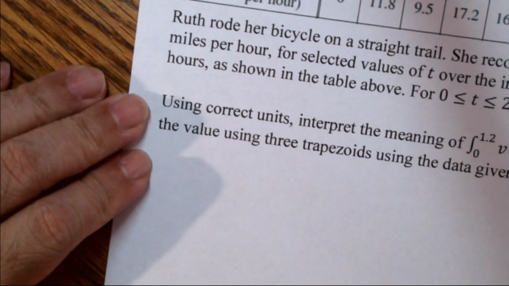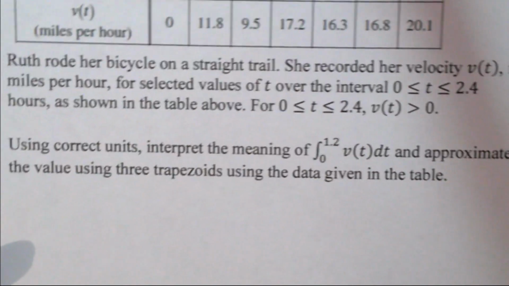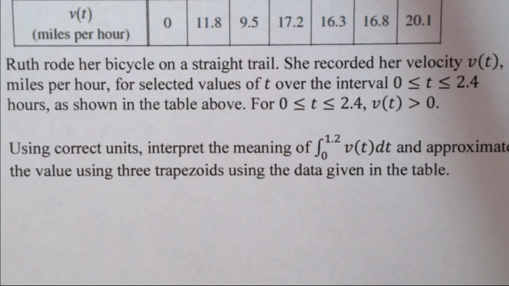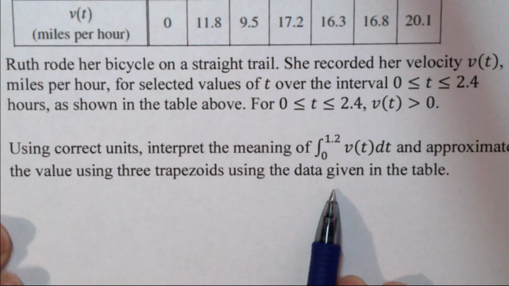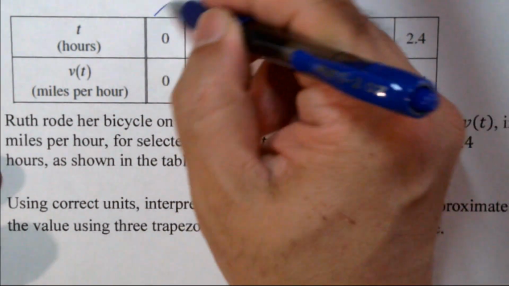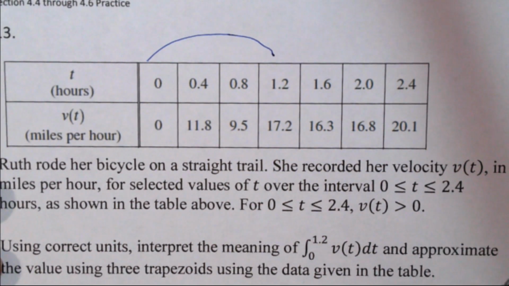Ruth rode her bicycle on a straight trail. Okay. I don't think you're going to be able to see this whole thing, are you? Maybe? Yes? No? I don't know. All right. Using correct units, interpret the meaning of the integral from 0 to 1.2 and approximate the value using 3 trapezoids. All right. So it's going from 0 to 1.2. So be careful, right? The question is only asking for this part, from 0 to 1.2. It's not asking for the whole thing.